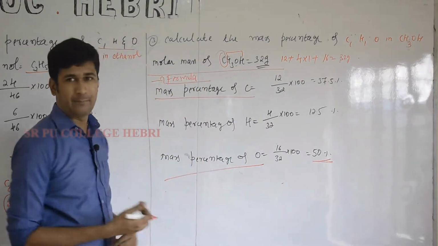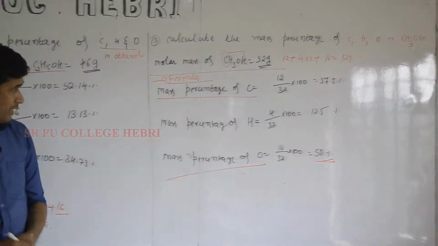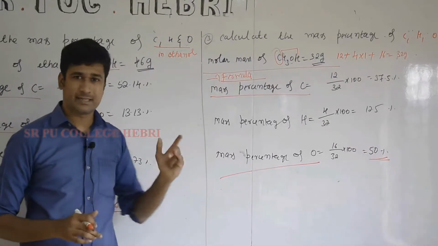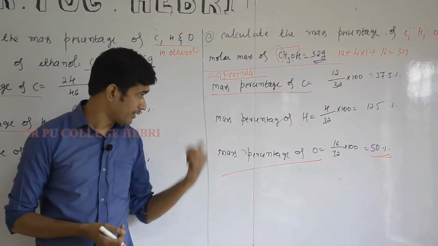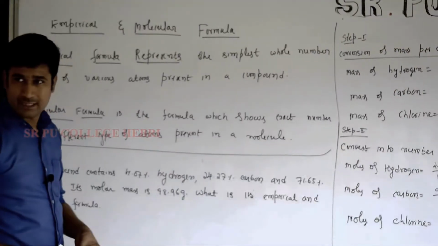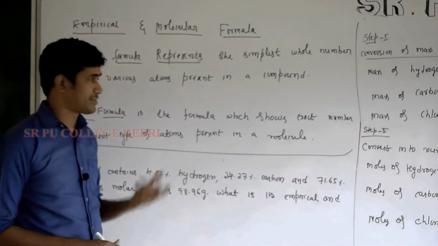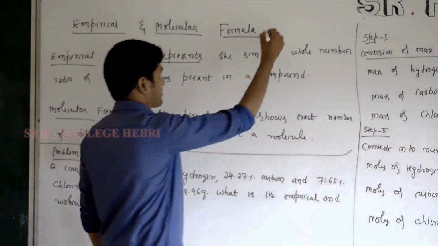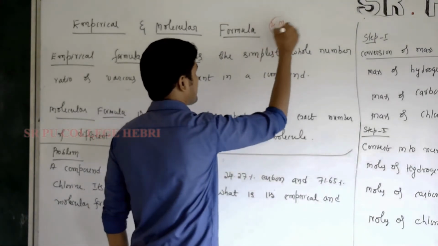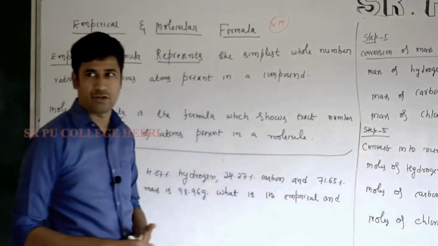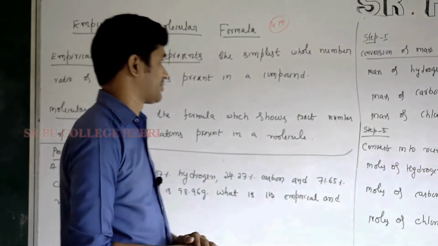So these are very important for 2 marks. Okay, I will give some important assignment questions also. You solve them. The next topic is about the calculation of empirical formula and molecular formula. This is very, very important for 4 marks. This will be a definite question for your annual examination and even for your other examinations.